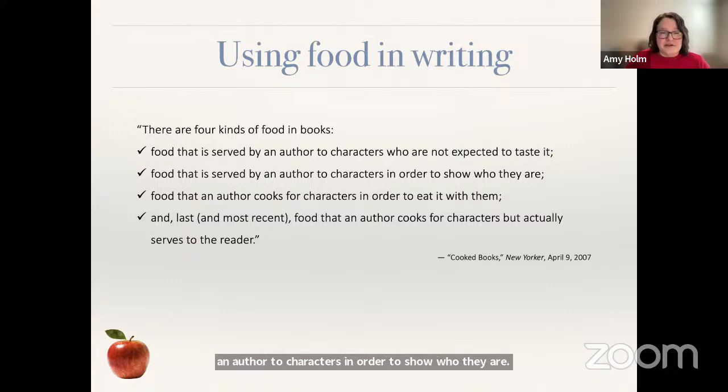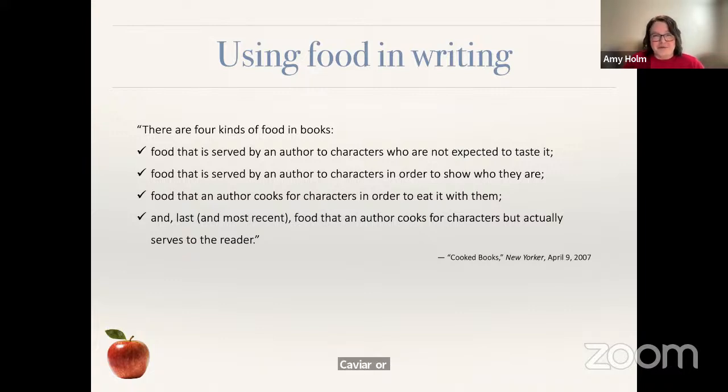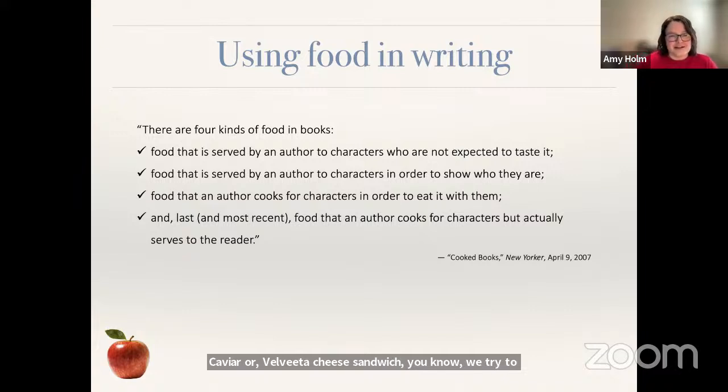Then we have food that is served by an author to characters in order to show who they are. And I would say this would be true for fiction and nonfiction. We do see that food can be used to reveal character and to reveal traits about someone, whether they're eating caviar or a Velveeta cheese sandwich. We try to stay away from stereotyping people, but it can show interesting personality traits.